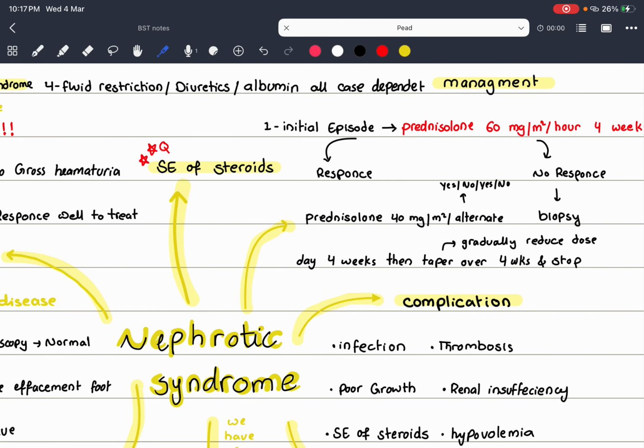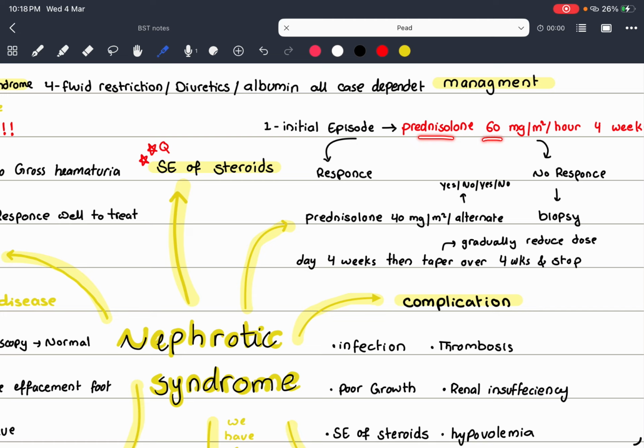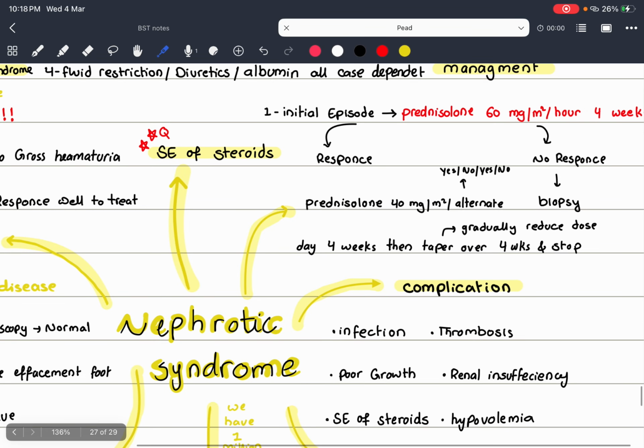And yes, what do we use? Prednisolone, and for the initial episode we always use 60 milligram. It's used all over the world, for 4 weeks. So first you use prednisolone 60 milligram per meter square per hour for four weeks. You don't have to remember more details.